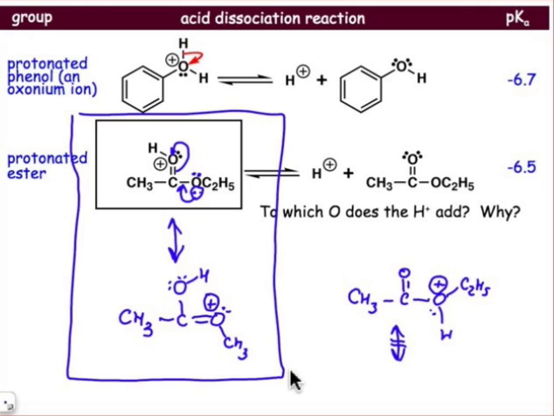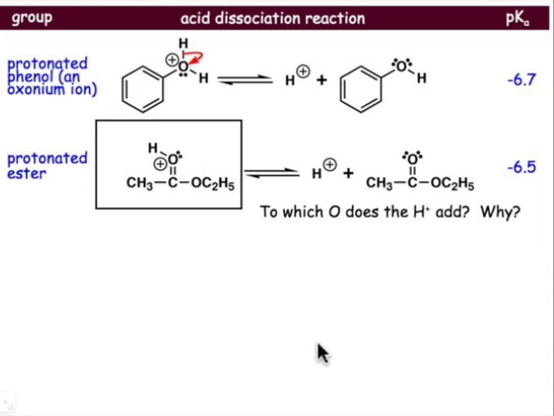You'll see this encountered numerous times throughout the list, that the preference for adding a proton is to the atom that can facilitate charge delocalization. So keep that in mind. It's a very important point.